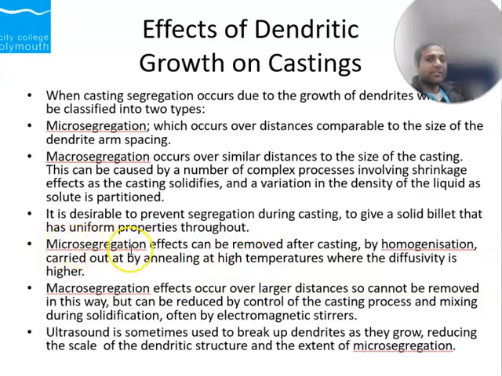Now, microsegregation, we remove by a process known as homogenization, which is a process where we heat it at a certain temperature where all the elements diffuse together and form a uniform solution. Macrosegregation affects a larger distance and is difficult to remove through this annealing or heat treatment method, but it can be reduced by carrying out mixing during the solidification phase.